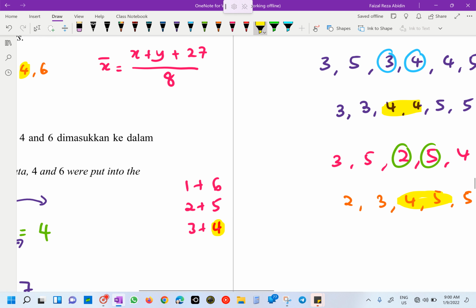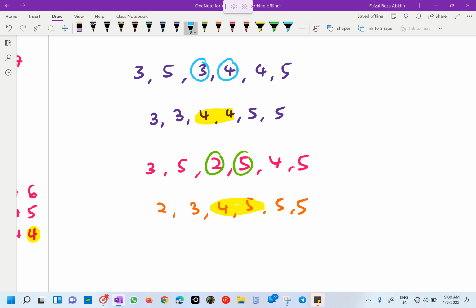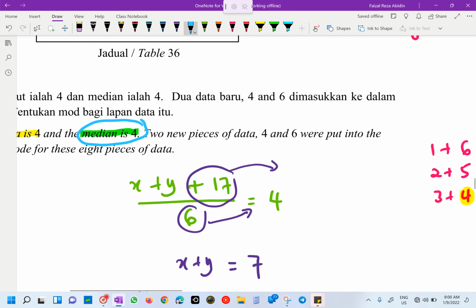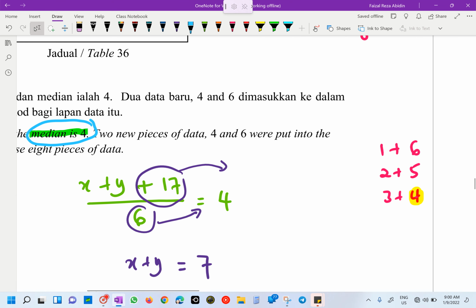Macam mana dapat 4 ni? 4 tambah 4 bagi 2. 8 bagi 2, 4. Oh, yang ini dapat 4 tambah 5 bagi 2 dapat 4.5. Kan? Tak dapat lah. Tak ikut yang kita dapat dekat sini. Dapat 5 lah. Dia nak median 4. Faham tak? Faham.